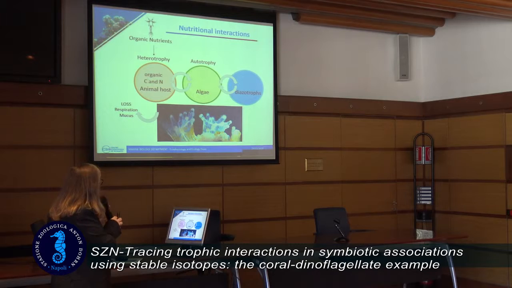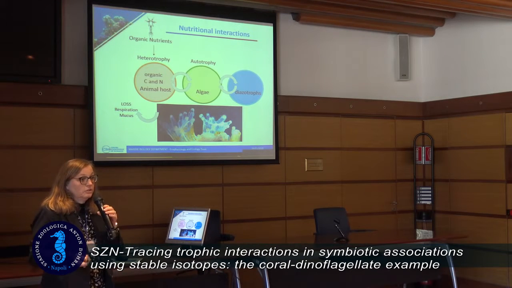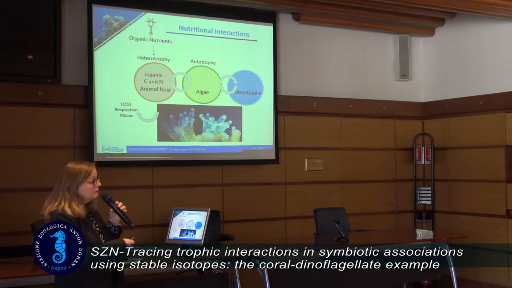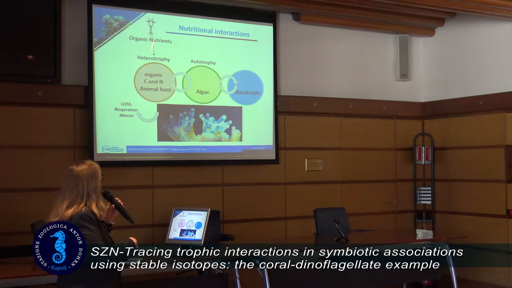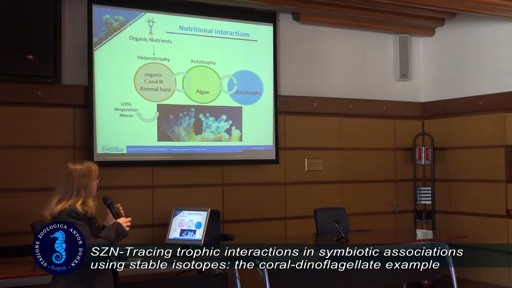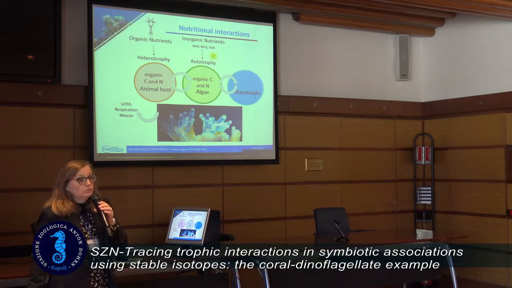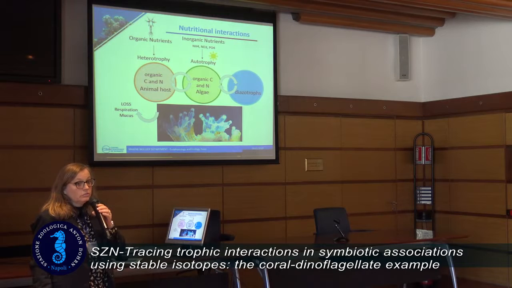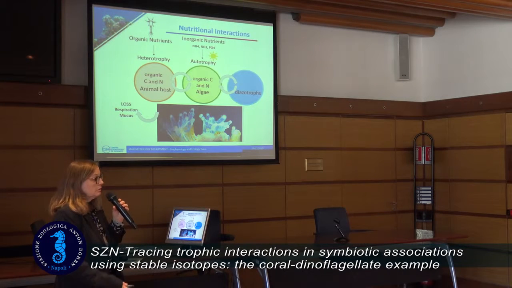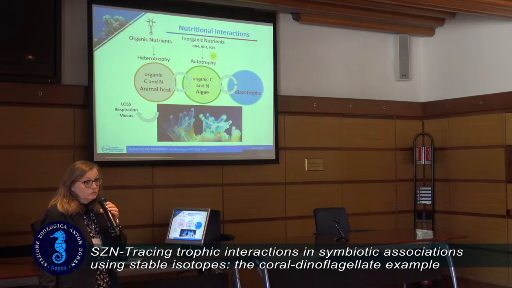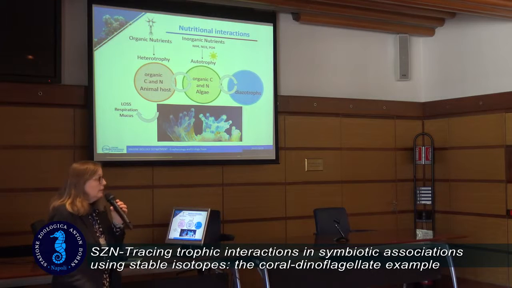So the animal host, it's like a jellyfish, so it will prey on plankton, organic nutrients, and get the C and N directly from the prey. Then the algae, as all algae, use the inorganic nutrients such as ammonium, nitrate, inorganic carbon, phosphate, and through photosynthesis will transform these inorganic nutrients into organic nutrients.